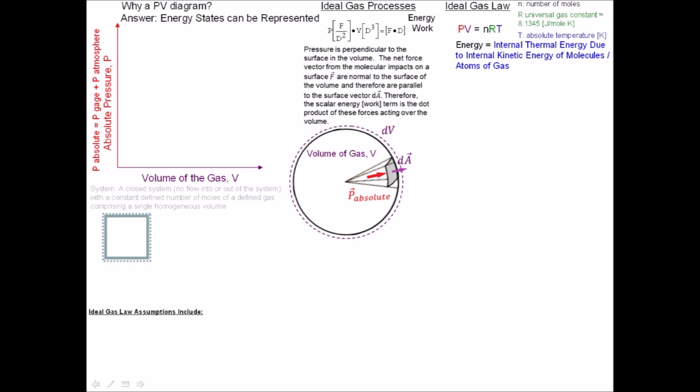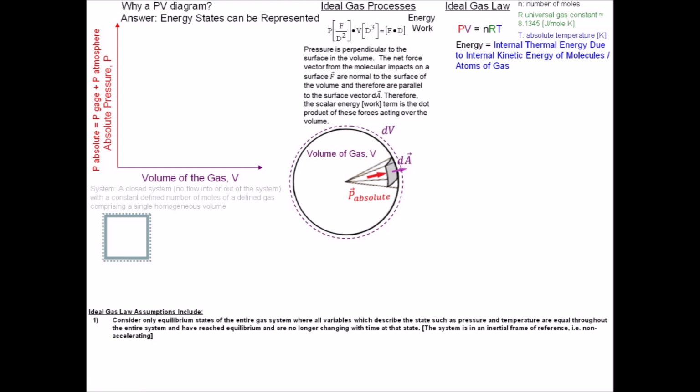We're working with ideal gases, and ideal gases have assumptions. One assumption is all energy states represented in the PV diagram are states of equilibrium, where all the variables that describe the state, such as pressure and temperature, are equal throughout the entire system and have reached equilibrium and are not changing with that state. There's another assumption that the system is an inertial frame of reference, therefore the entire system is not accelerating. The closed volume is not in a centrifuge, or inside an accelerating container. Another assumption is there's a very large number of molecules, each with the same mass, for example, the same isotope of gas inside the closed system.